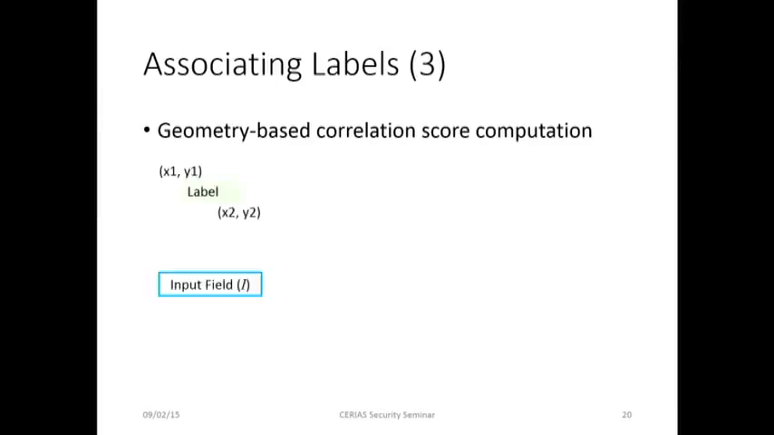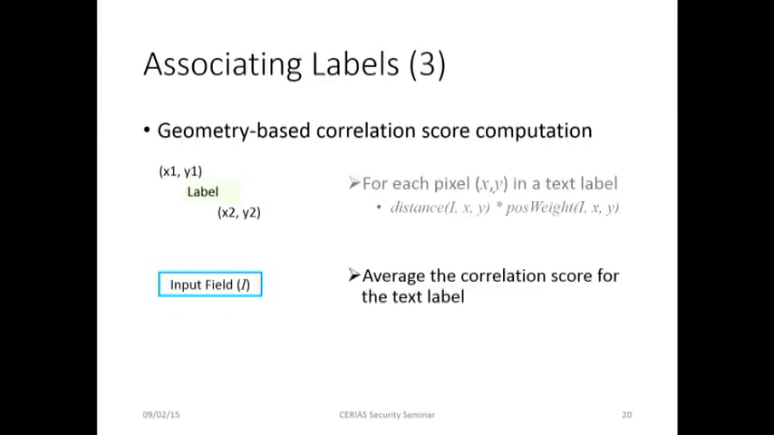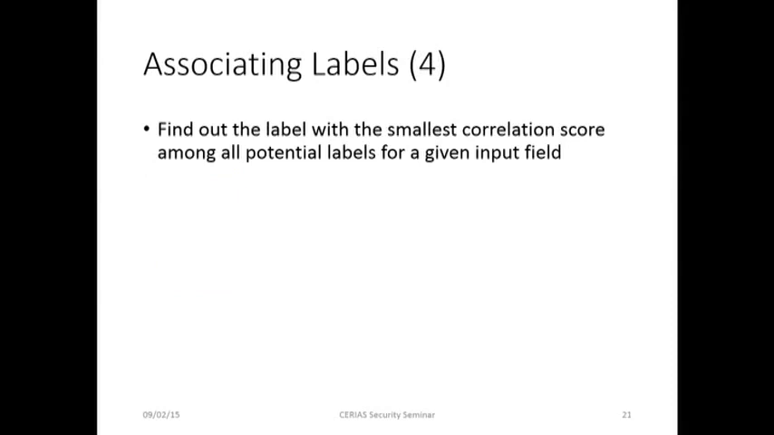For a given input field and a text label with the known coordinates, we first compute a correlation score for each pixel. This computation takes into account both the distance and the position-based weight. And with this correlation score for each pixel, we can compute an average score for the text label. But usually, an input field may have more than one alternative label. SUPOR selects the one with the smallest correlation score.